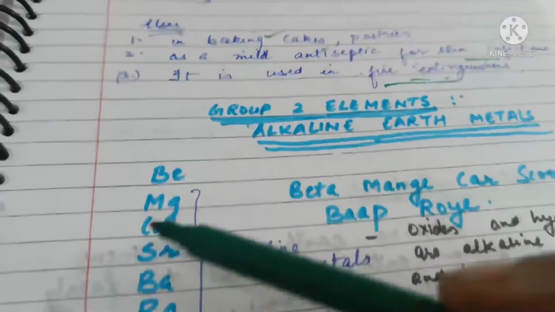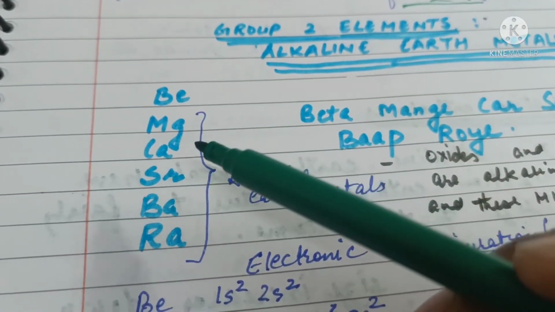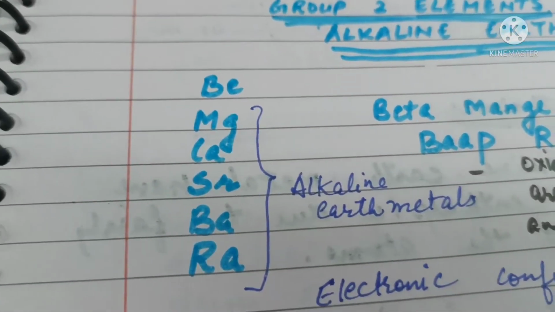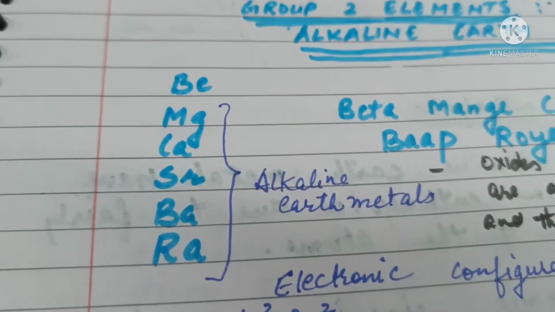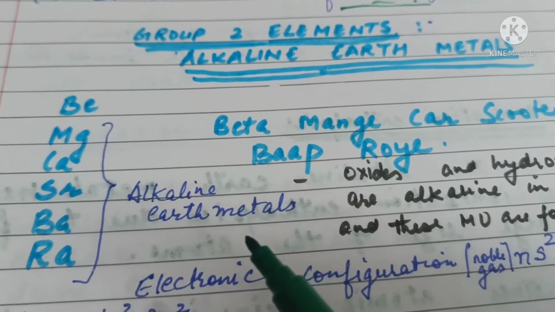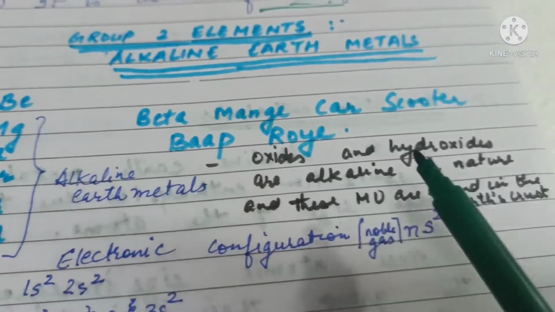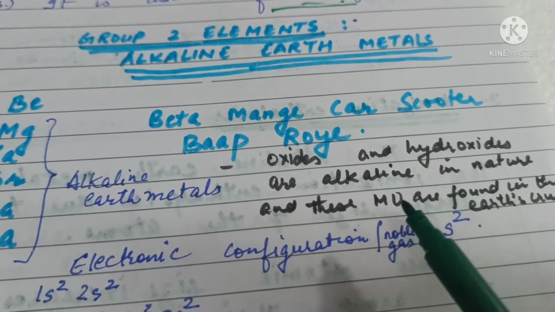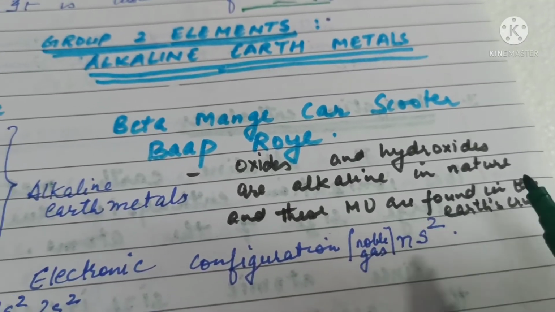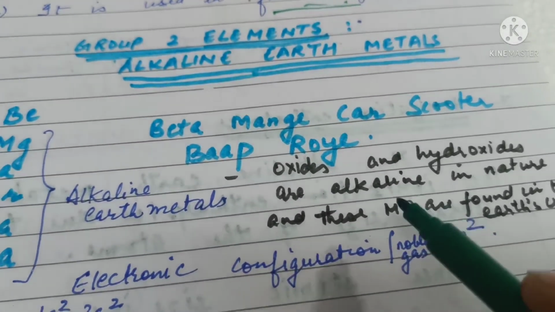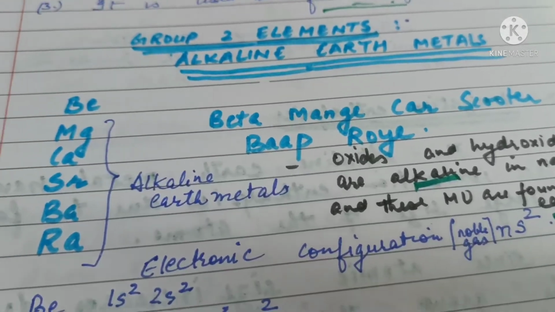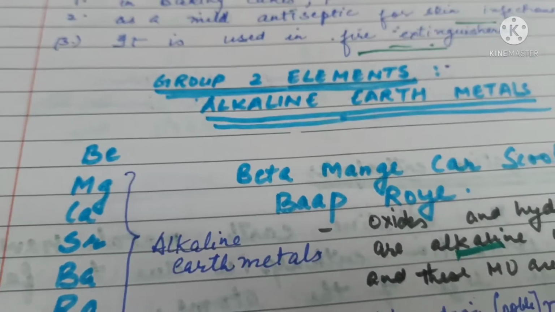The members of this family are beryllium, magnesium, calcium, strontium, barium, and radium. Apart from beryllium, the other elements form the group alkaline earth metals. They are called alkaline earth metals because their oxides and hydroxides are alkaline in nature, and these metal oxides are found in the earth's crust. So hence the name alkaline earth metals. They are metallic in nature.